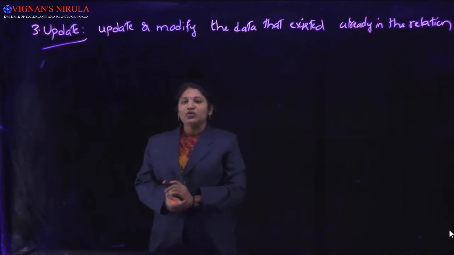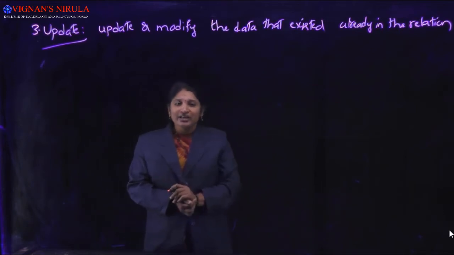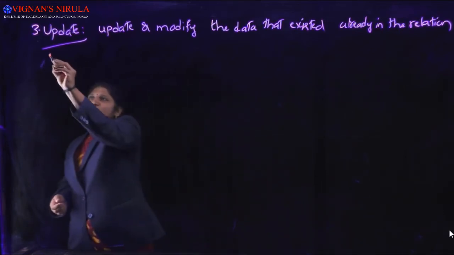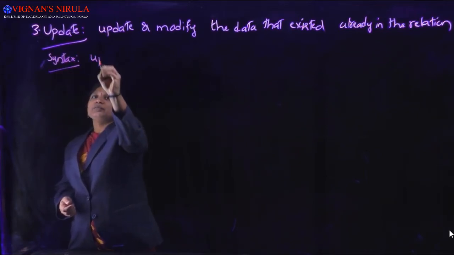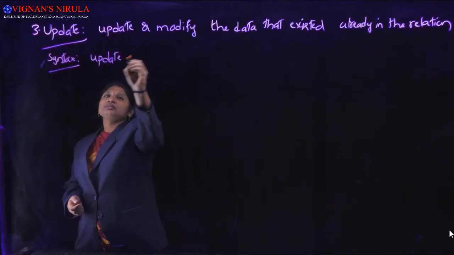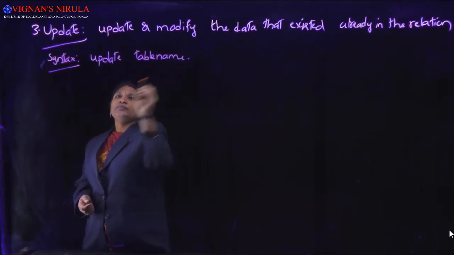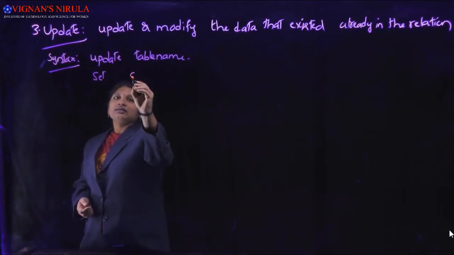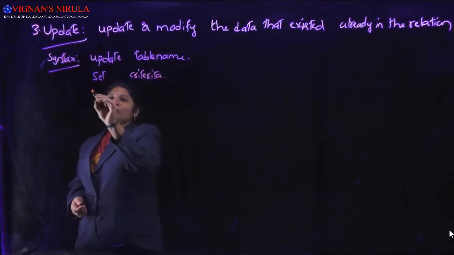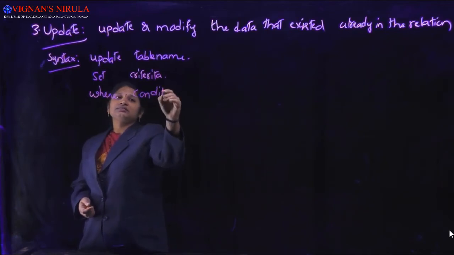Now we'll see the syntax of the update command and its evaluation strategy with some examples. See, the syntax of the update command is: update table name or relation name set criteria where condition.